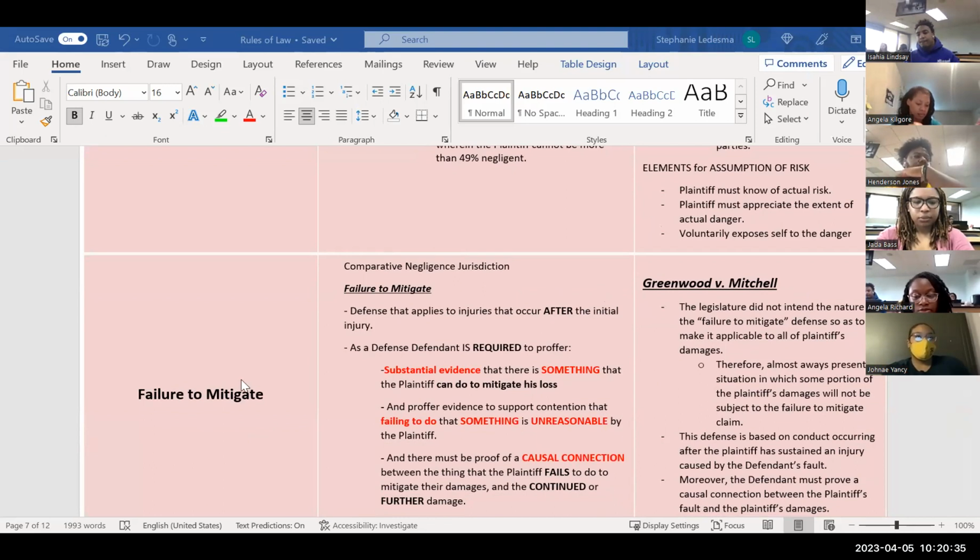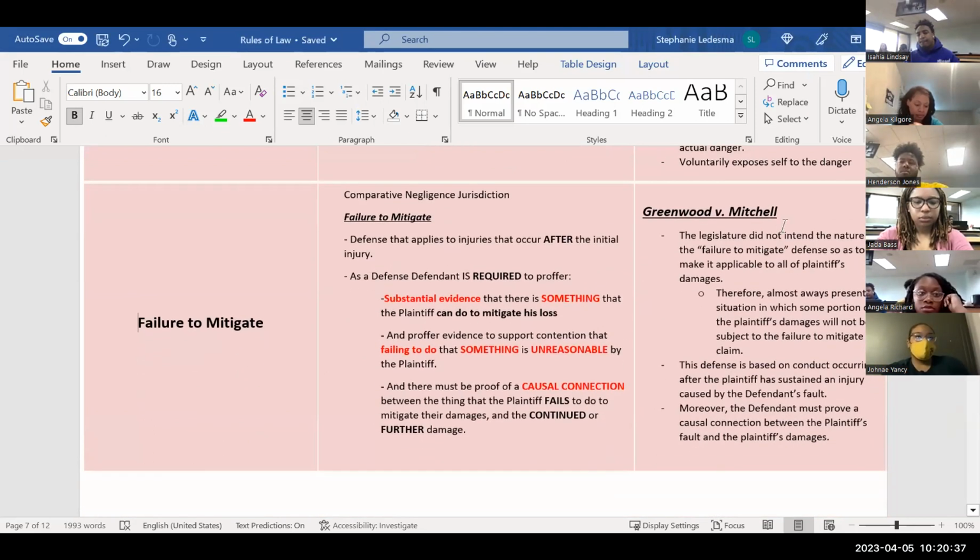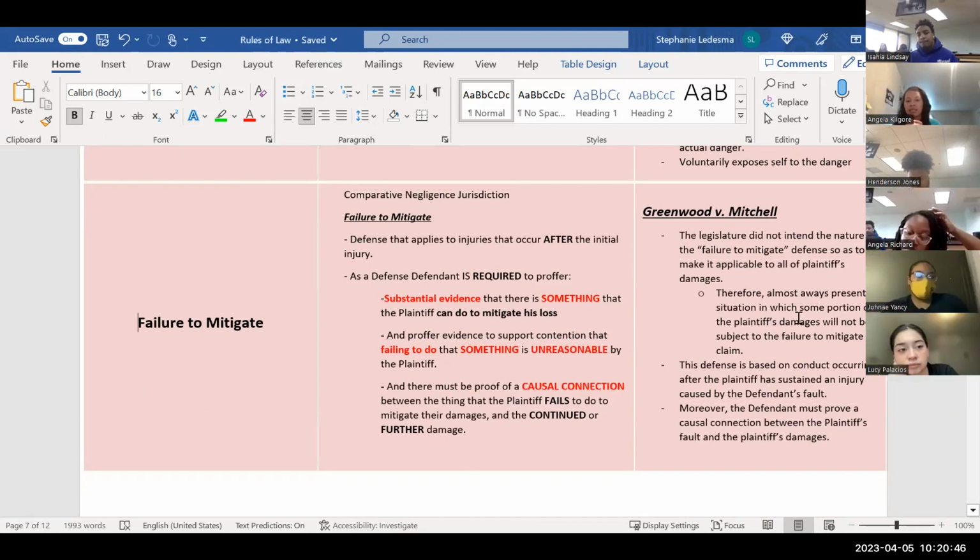Failure to mitigate, the case on the failure to mitigate, that's the Greenwood v. Mitchell case. And that's the case, right? You can always go back and pull it. You can always go back and look at your briefs on it and your notes on it. It's where he had surgery. The surgery improved to some degree, but he also had an in-home regimen of physical therapy. He did it with one therapist. He started it with another therapist, but he didn't continue it long-term.